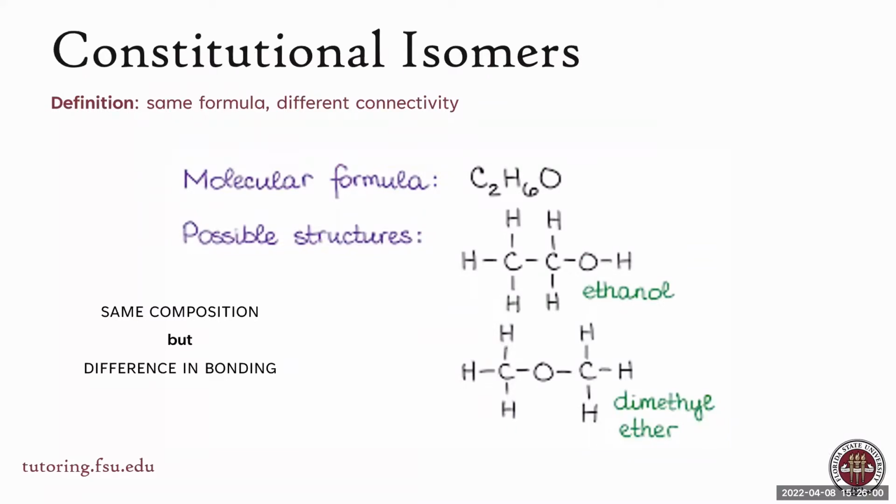Isomers: this is same formula, different connectivity. This is just a more detailed example. So the bonding is different. You can see it at the end here. And here, the O is in the middle. Same formula, C2H6O, but totally different molecules, totally different reactivities.